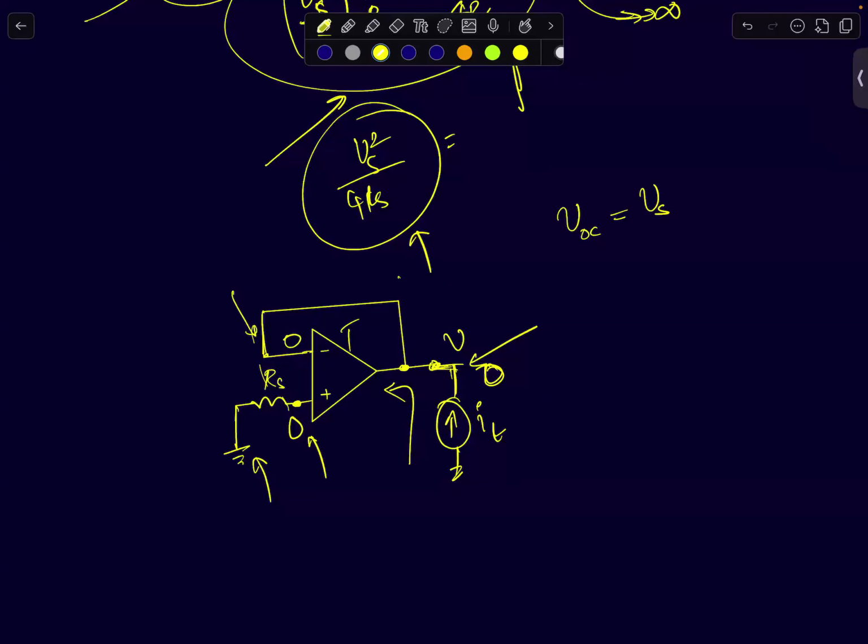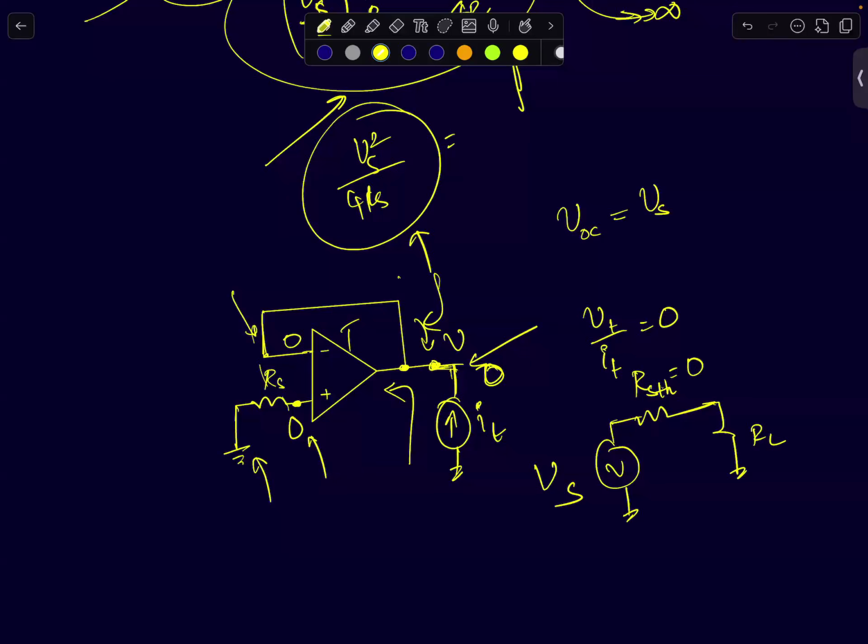Because I'm injecting a finite current and the node voltage tends to be 0, I can say that Vt by It equals 0, which is the impedance is 0. So the Thevenin resistance is 0. So if I model this, the Thevenin voltage is Vs itself, but the Thevenin resistance, let's call it RSTH, is 0. This is the equivalent circuit of the buffer. This is what the op-amp is doing to you.